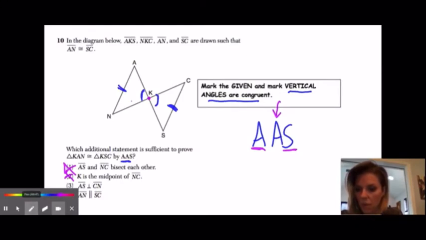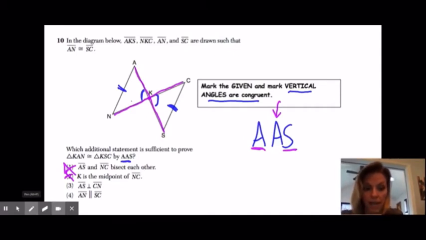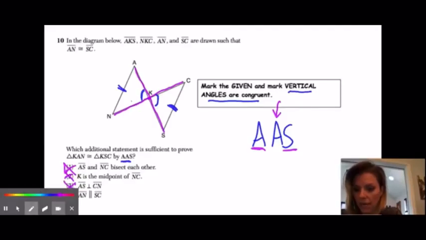Option 3 is saying, what if AS, this guy here, was perpendicular to CN, this guy here? Well, if they're perpendicular, perpendicular lines give you right angles, and right angles are congruent. That's great. But we already know those vertical angles are congruent. So that doesn't help me at all. It's talking about the exact same angles we already have. So that's out.